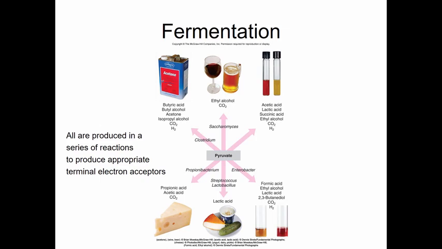Propionibacterium. These organisms are commonly involved in cheese making. Now, it's the genus. So the different species of Propionibacterium give you different flavor profiles and make different types of cheese. But they do fermentation and they release propionic acid, acetic acid. Some of them give off CO2 and they give you different types of cheese, okay?